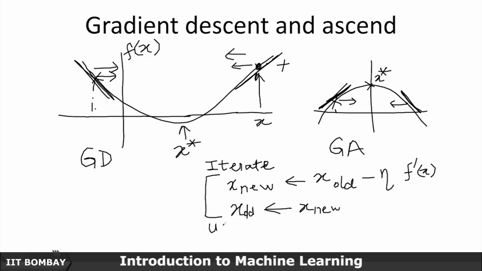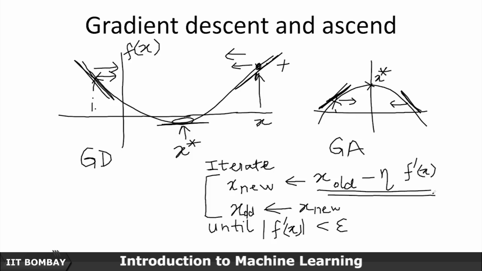And until, let us say, the f dash x, its mod is less than epsilon. Okay. So, that means I have reached here where the slope is very close to 0. So, what does this critical step x old minus eta times f dash x mean?